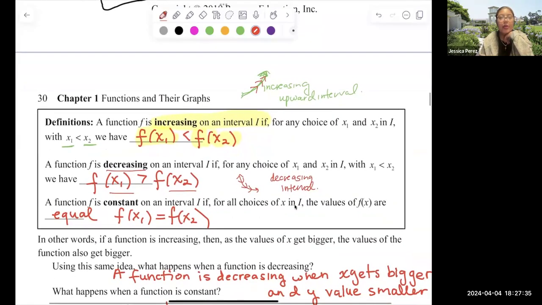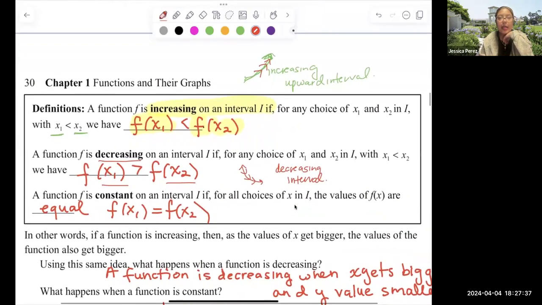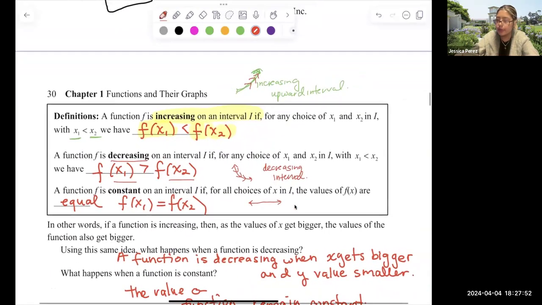Okay. You also have a constant. If all of them are the same, if you have a constant interval, you're not changing. Your function's not either increasing or decreasing, it's just staying flat. So this one remains flat.